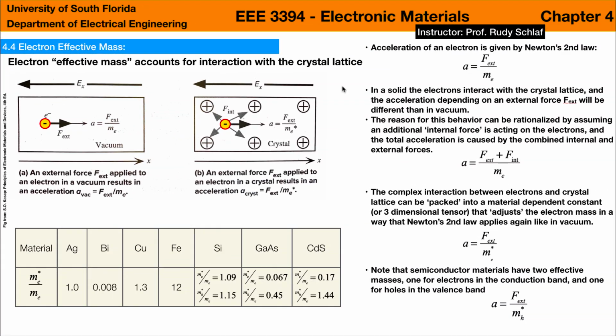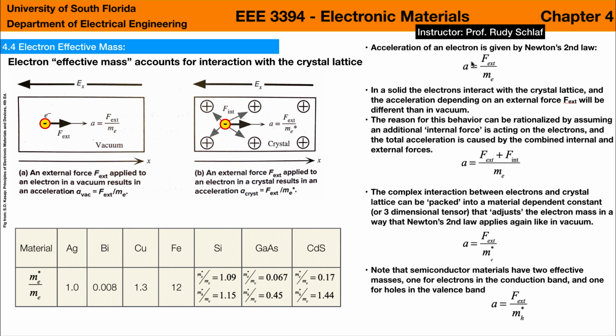Before we go on and discuss the distribution of energy states in bands, we need to discuss one more item that is different in the quantum mechanical treatment of solids compared to the Drude model that we encountered in chapter 2, and this item is the electron effective mass.